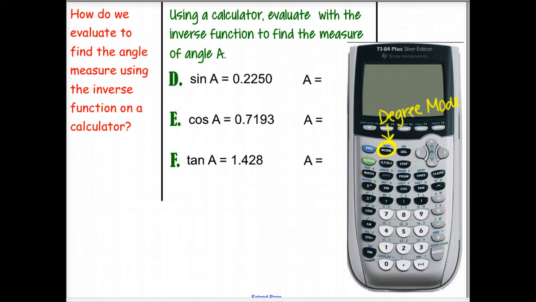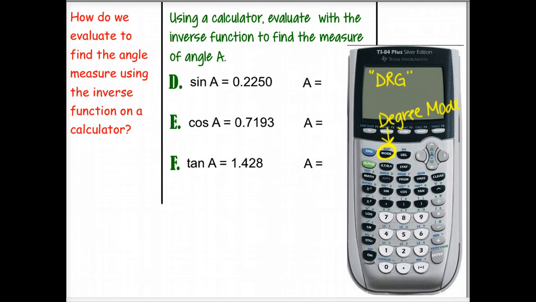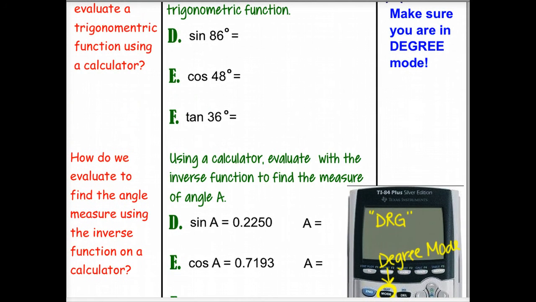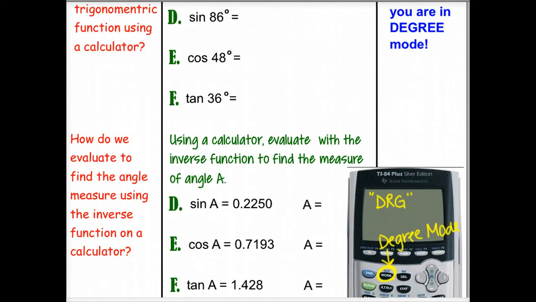Now, for purposes of practice in class, if you have the TI-30X2S, which is a very common one, you want to make sure that you push the DRG button. I will mark that down, DRG, because that one will make sure you're in degrees versus radians. Now, when we go back up here, I have the sine of 86 degrees.